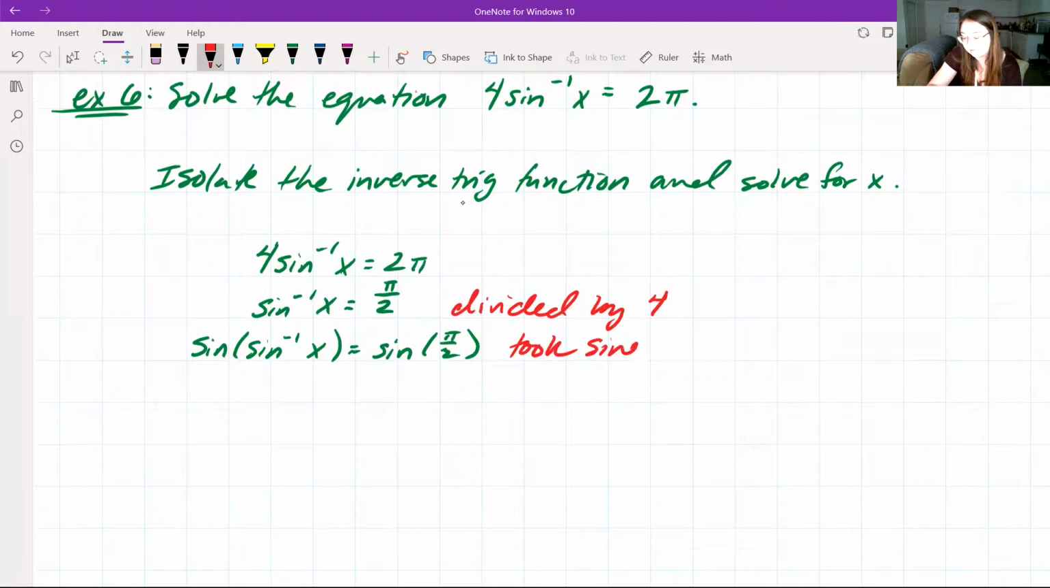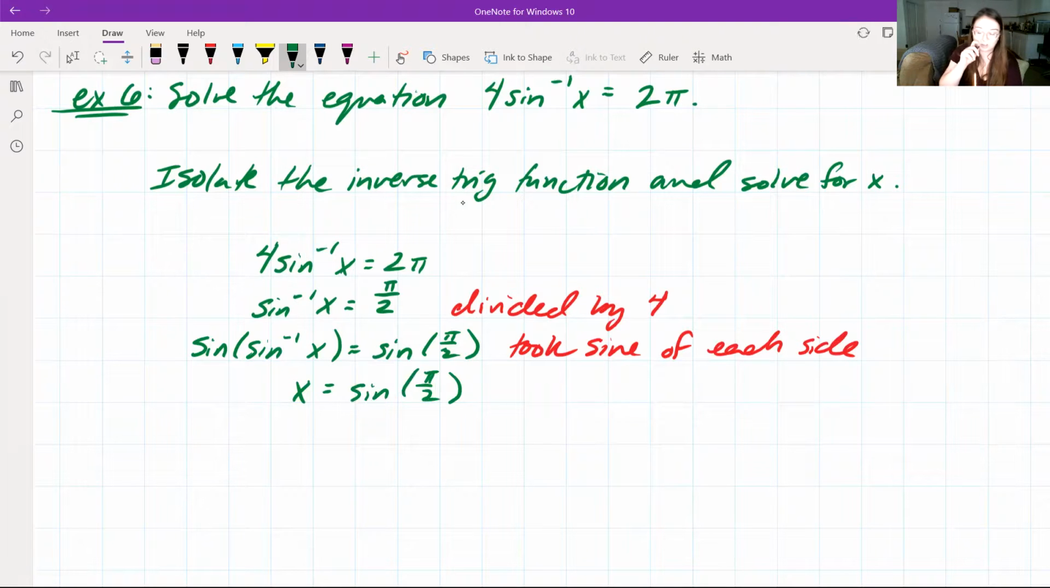So we took sine of each side. Then we know by our identity that this gives us x is just equal to sine of pi over 2, which we should know or at least be familiar with. According to our unit circle, pi over 2 is a quarter of a revolution, which corresponds to the point (0, 1), where we know that sine corresponds to y. This means that x is equal to the value of y at that point, which is 1. So we get that x is equal to 1.